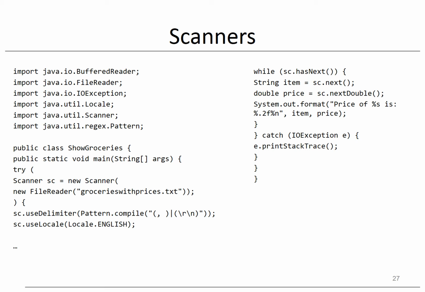Next, a while loop is iterated as long as the Scanner is able to feed text fragments. If this is the case, we know we can immediately read in two pieces of fragments at once, the item and the price, using the next and nextDouble methods.